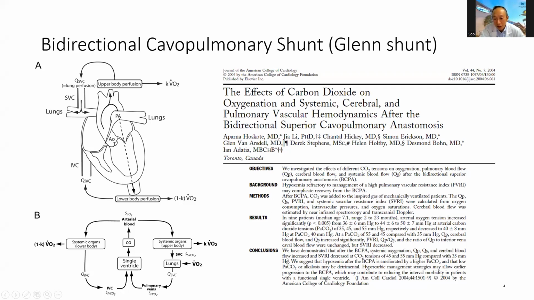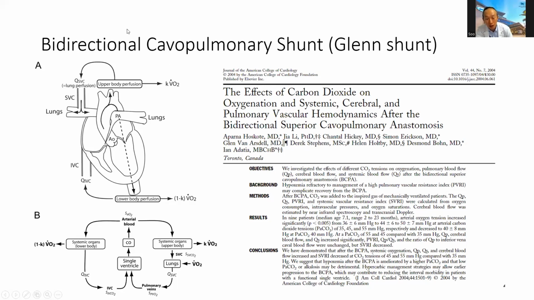That is something that looks weird. How do they explain that? If you put carbon dioxide into the lungs and cause vasoconstriction in the lungs, how do you actually get more oxygenation to occur? So what happens? CO2, as you know, is a vasoconstrictor to the lungs, but a vasodilator to the systemic circulation. So when they put CO2, it actually goes to the upper body perfusion.